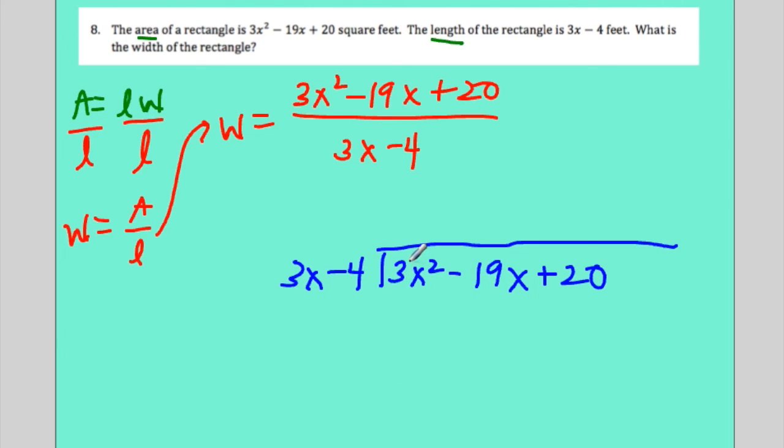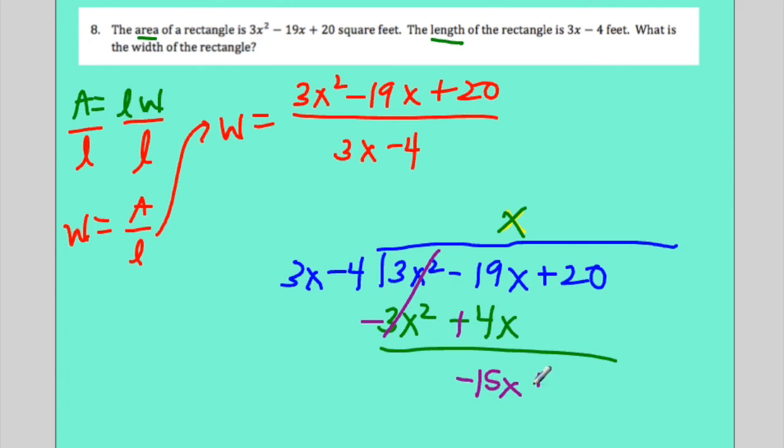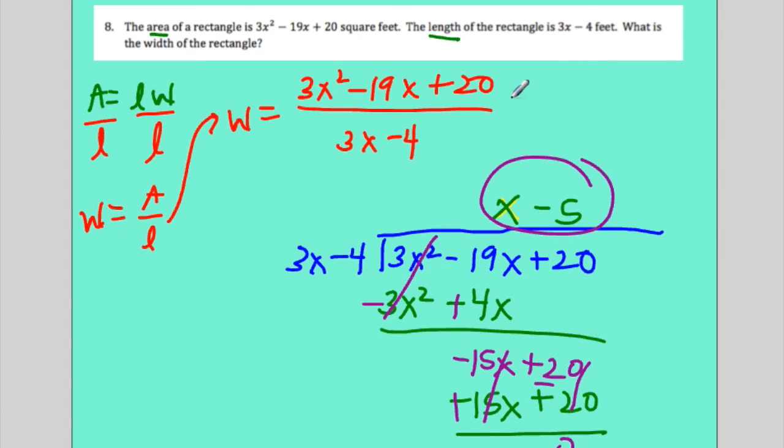3x times what gives me 3x squared? 3x times x. So that gives you 3x squared minus 4x. Remember, we always subtract. Change the signs. So this one gives you negative 15x plus 20. Same thing, 3x times what gives you negative 15x? Times negative 5. So that gives me negative 15x. Negative 5 times negative 4 is 20. Remember, we always subtract, so change your signs. 0. So this means that my width is equal to x minus 5.